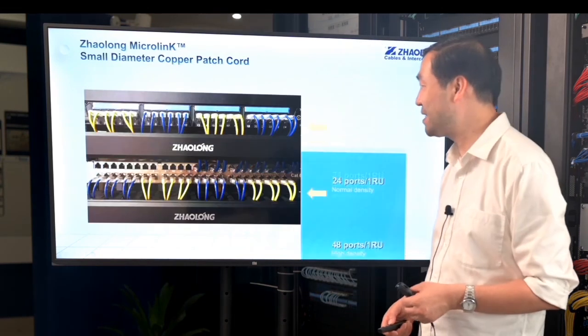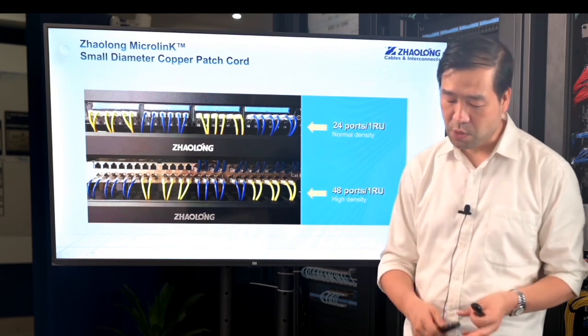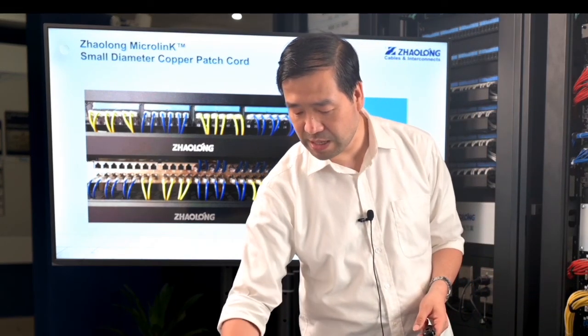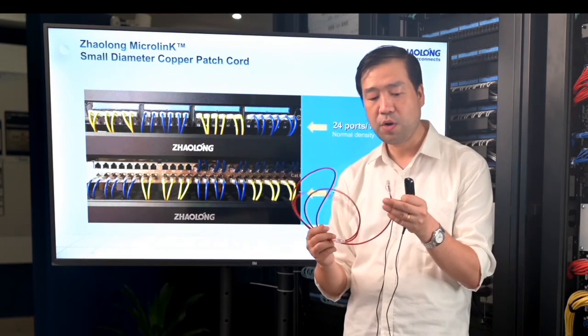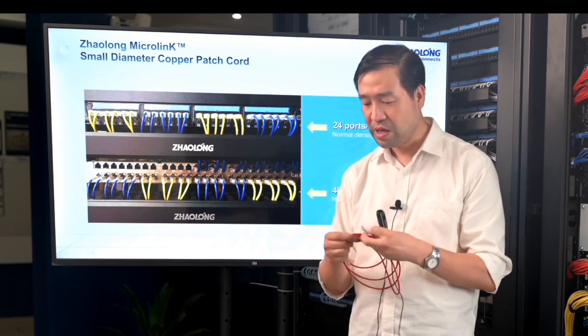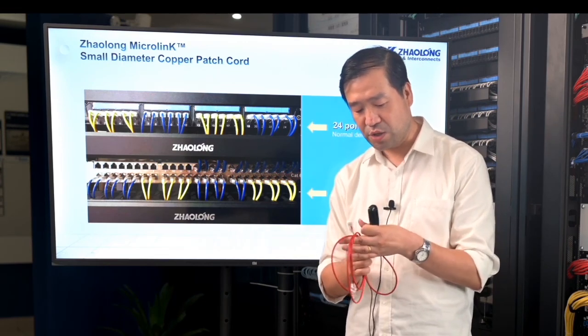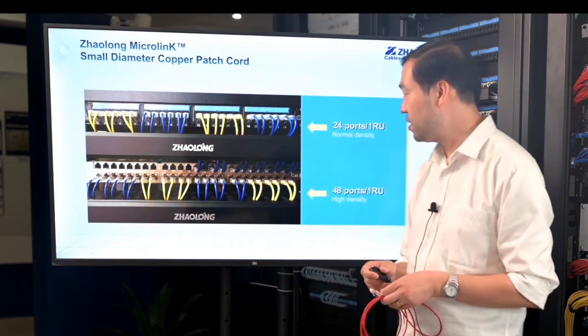Yeah. So let's see what special solution provided by Zhaolong. For example, we have this one. Yeah. You see the stuff in my hand. This is a small, we call it a small diameter copper patch cord. So that means we can use this technology, this product to provide high density.